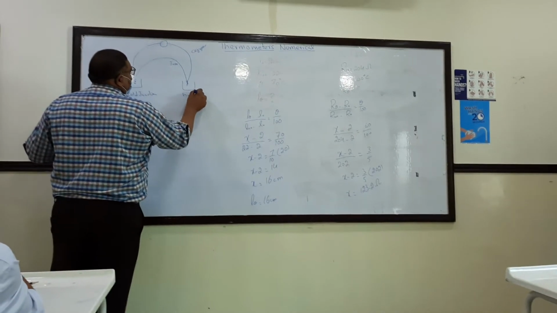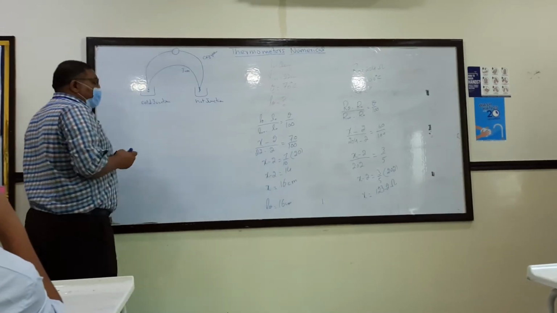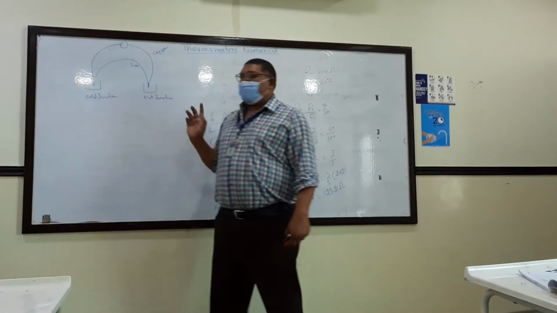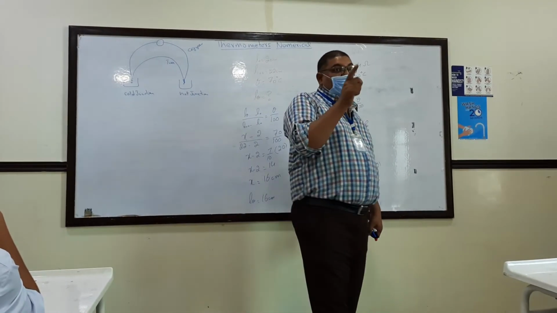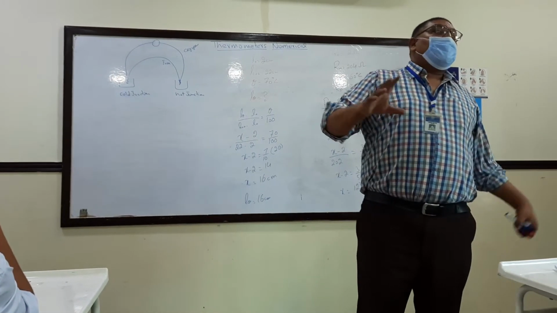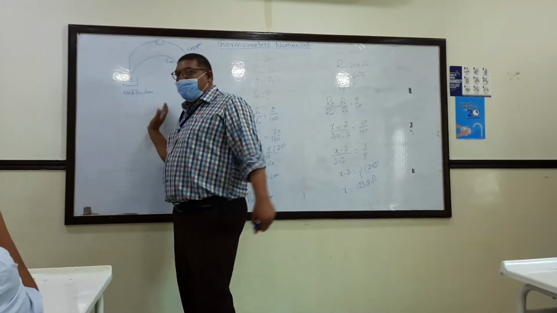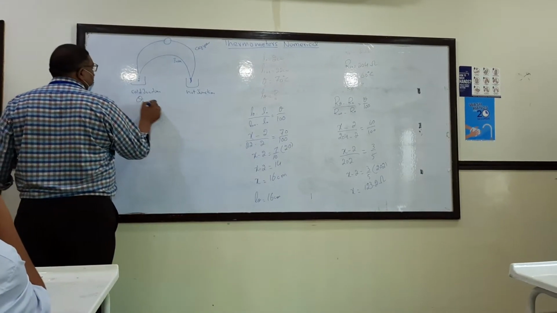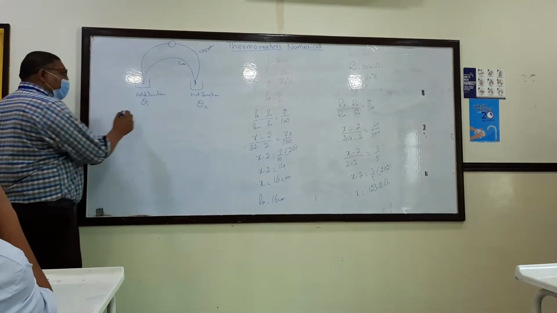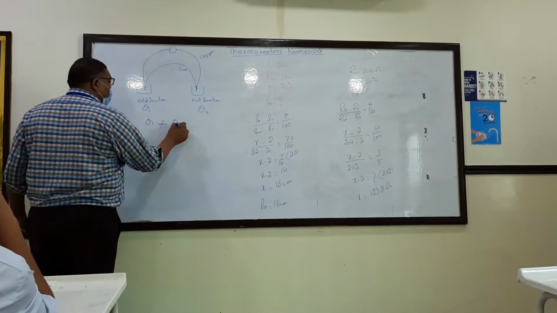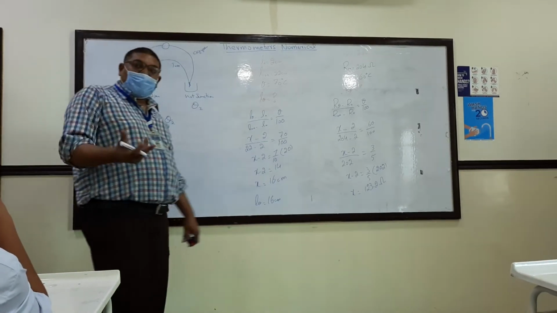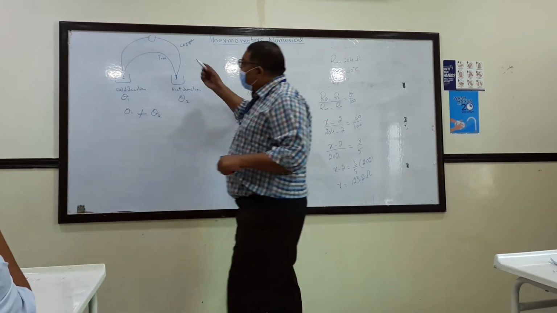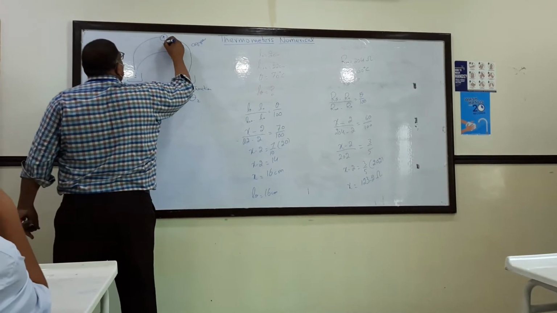Naturally, what happens when these two junctions are at different temperatures? For example, if its temperature is theta 1 and its temperature is theta 2, and theta 1 is not equal to theta 2, there is some temperature difference. Automatically, voltage is produced. EMF is produced. And that is shown here on this voltmeter.